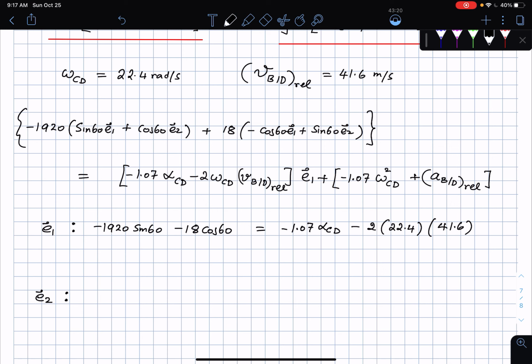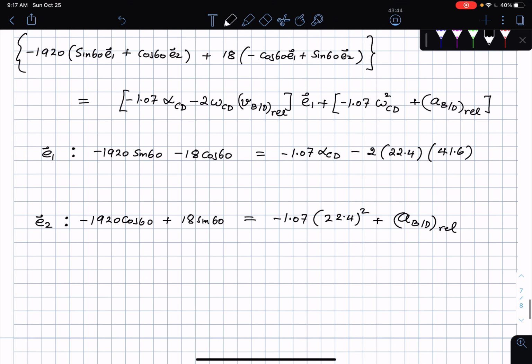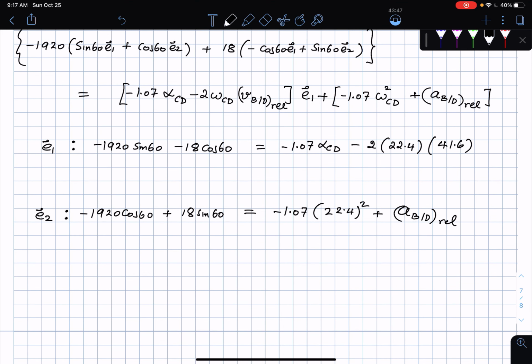Then I do the same thing on the E2 side. So that's going to be minus 1920 cosine 60 plus 18 sine 60. This is equal to minus 1.07 times 22.4 square, plus AB/D relative. So that is exactly what we have done so far. Then if I start solving for all of these things, let's see how it works out.